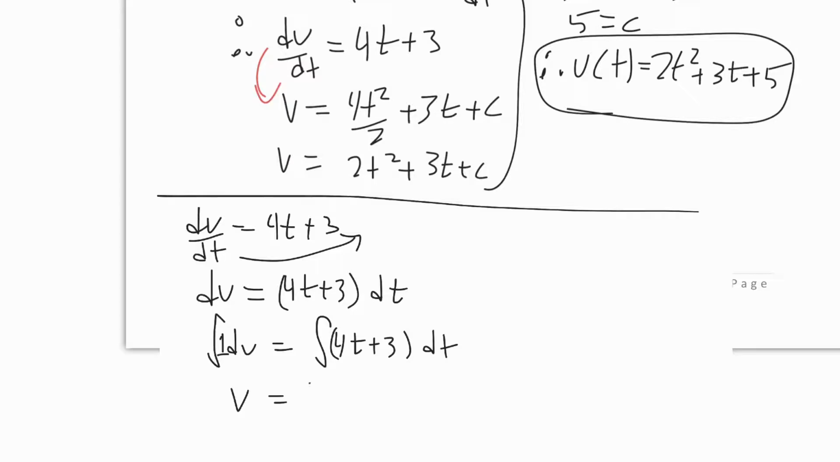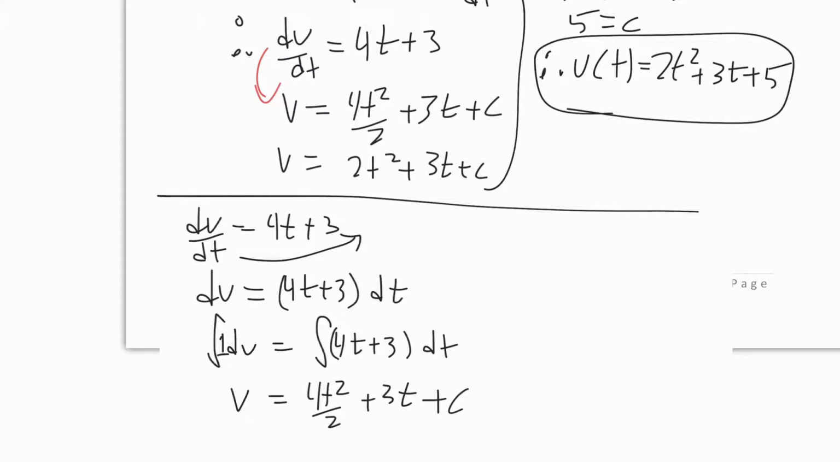Over here, we would get 4t squared over 2 plus 3t. Because, of course, on this side, we're integrating with respect to v, so the integral of 1 is v. On this side, we're integrating with respect to t, so the integral of 3 is 3t. And then we put plus c. So maybe that makes it more clear what we're doing, where we're actually integrating both sides.